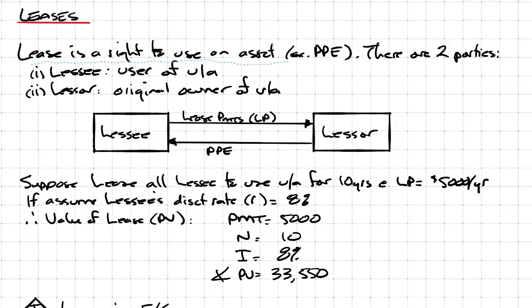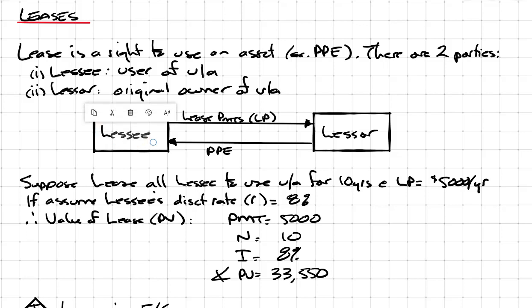A lease is a right to use an asset, such as property, plant, and equipment. There are two parties involved in a lease. There's a lessee, which is the party that's going to be using the asset, and the lessor, which is the original owner of the underlying asset. So a quick diagram to show the aerial view of what's happening.